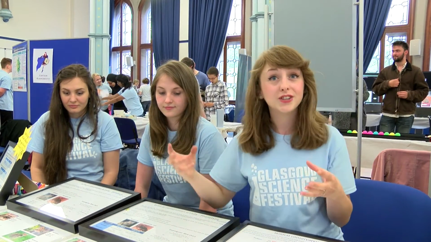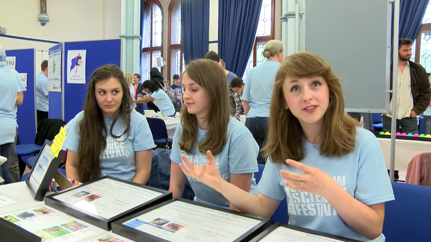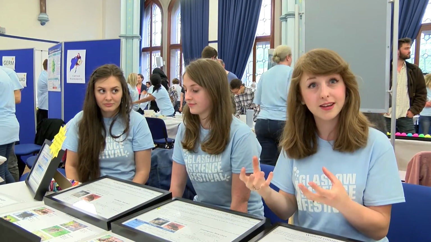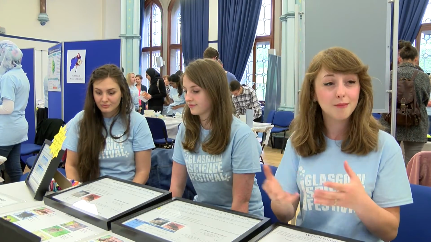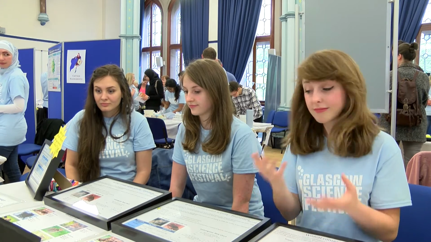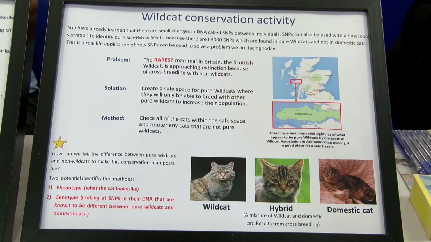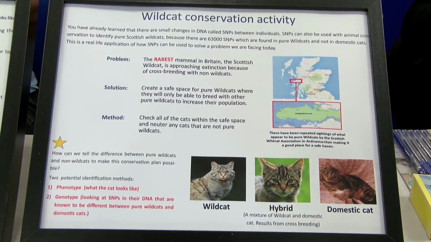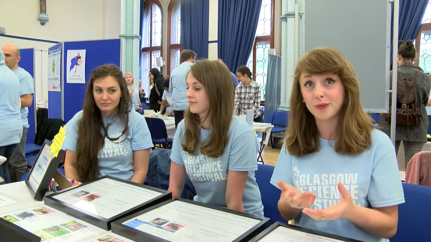But then you manage to actually test their DNA. So then you're establishing whether, looking at their DNA, you get different results as to when you're just looking at their phenotype. It kind of hits home that even though a cat may look like a pure wildcat, when you actually look at the DNA, it's actually a hybrid cat. So for the conservation project, you need to be able to tell which ones are pure wildcats so that you can neuter the others, so the only kittens you should be getting in this safe haven are going to be pure wildcats.